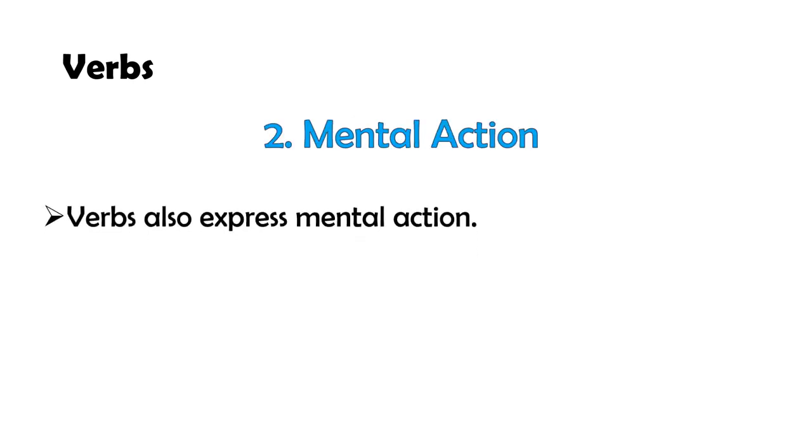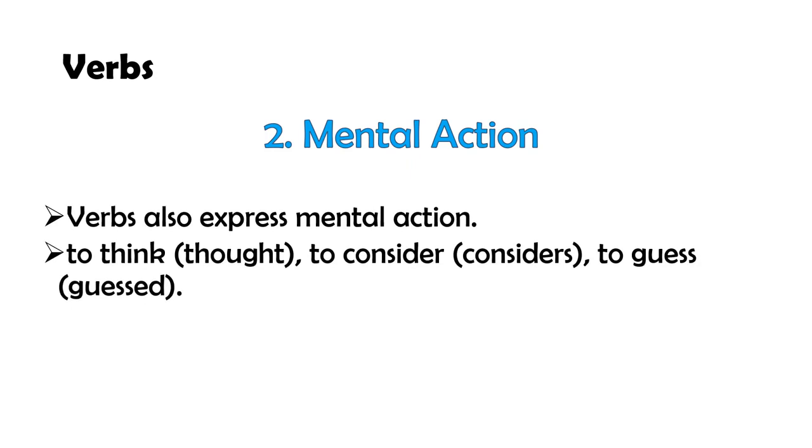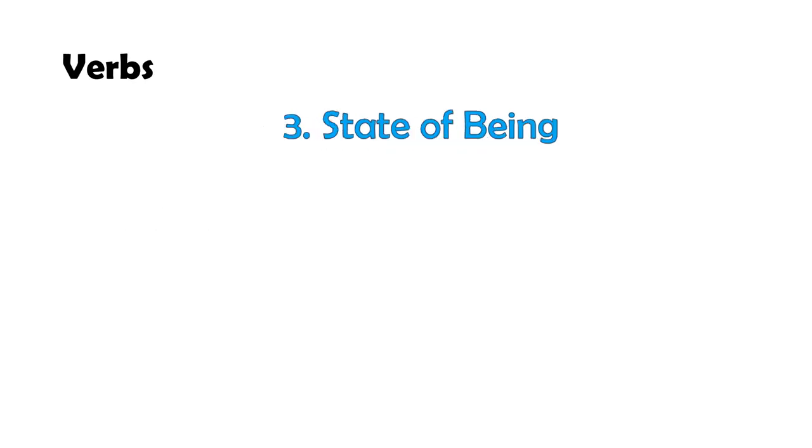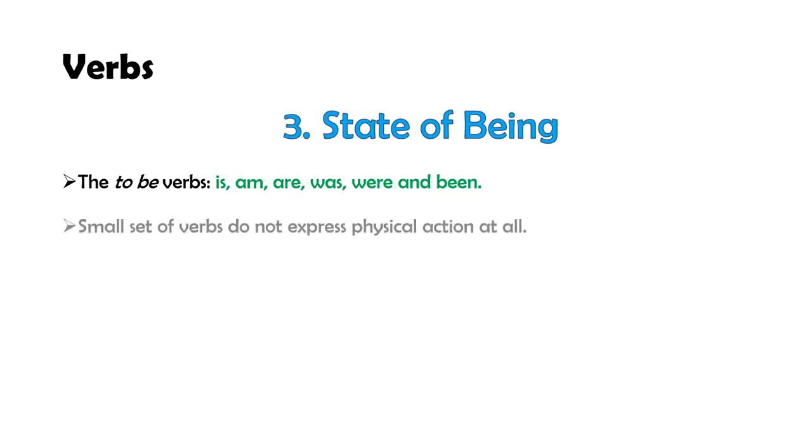Verbs also express mental action. To think, to consider, to guess are some examples of mental action verbs. Verbs also describe state of being. These are the to be verbs. The to be verbs are is, am, are, was, were, and been.